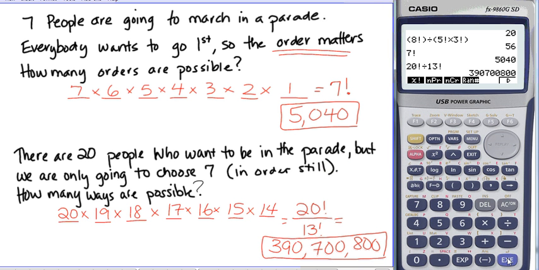So again, where is this coming from? In this, the order matters. That's what we call permutation. Okay, a permutation is an arrangement where order matters.